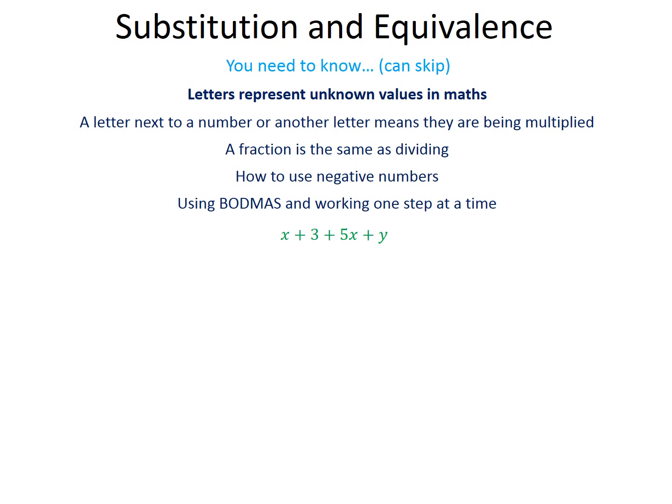Letters represent unknown values in maths, and so this x here, this is saying something plus 3 plus 5 times something plus a different something. Now this x and this x here, they have to have the same value. So if you know the value of one of them, you know the value of the other one. But the x and the y could have different values. They can actually also have the same value, but they don't have to.